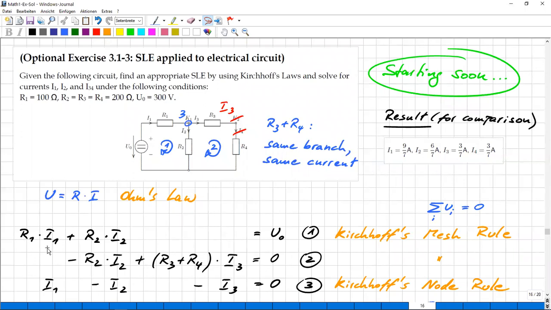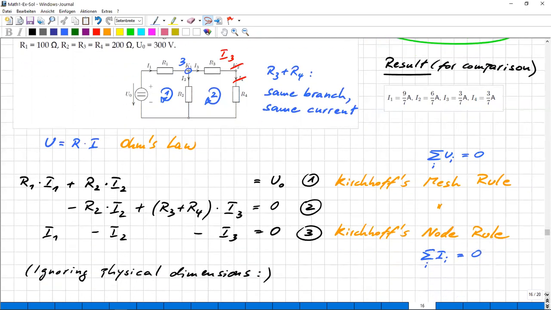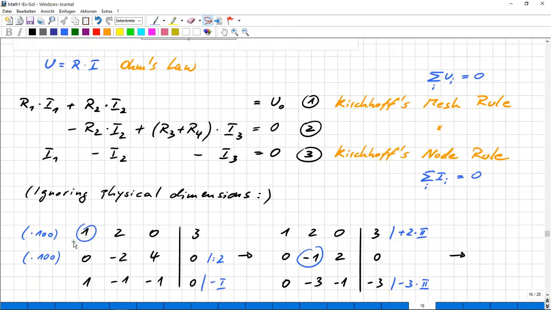So I have 100 times I1 plus 200 times I2, and then equals 300. And here you see that I just said it's easier to write 1, 2, 0, and then equals 3, because I could easily take this row by 100, and then it would be the actual values. It's just in parentheses as an annotation to tell you that the lower numbers are easier, and this is why I use them. It's always allowed to scale an equation with an arbitrary factor.